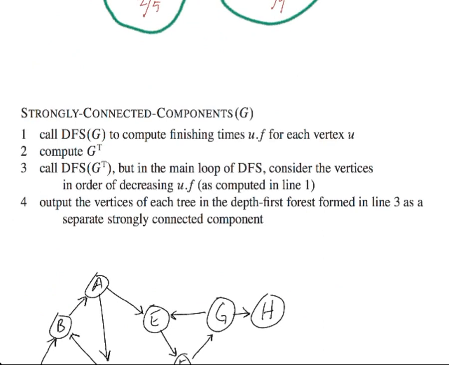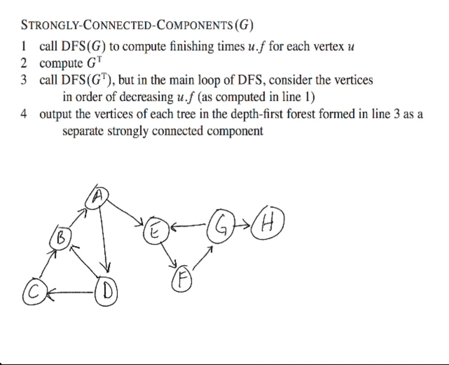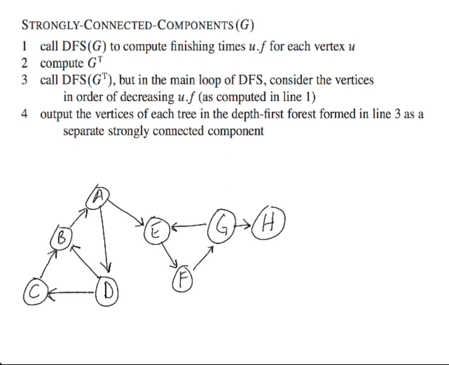Now, here's the algorithm that's given in the book, and it says basically what we've been saying. We run a depth first search, and what we're looking for are the finish times. That's what we care about. Then we compute the transpose by flipping the edge directions. Then we run DFS, but the main loop we're going to consider in order of decreasing finish time, as we did before. Let's do another example.